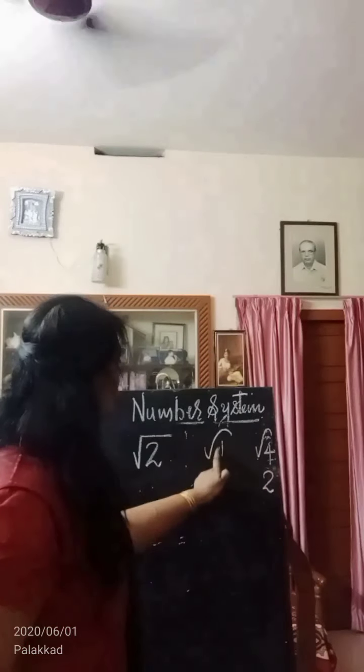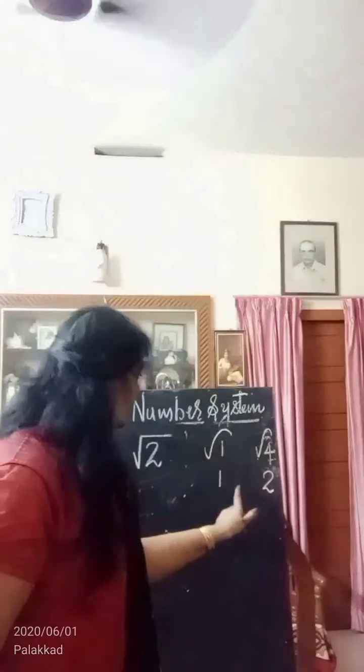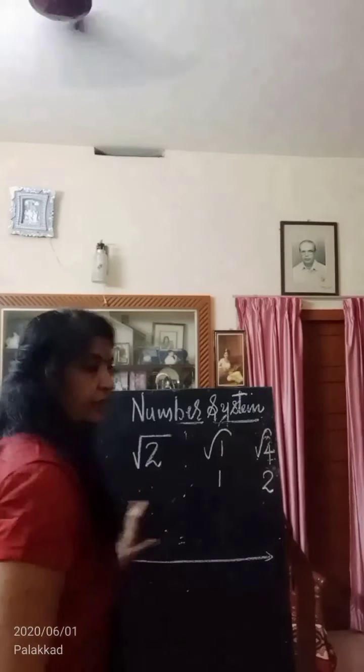Anyway, it is greater than root 1. Root 1 is 1 and root 4 is 2. So that number lies between 1 and 2. Root 2 is between root 1 and root 4. Root 1 is 1, root 4 is 2, so root 2 is in between on a number line. So what is the method of representing such irrational numbers on a number line? You draw a number line, and the middlemost number is 0.